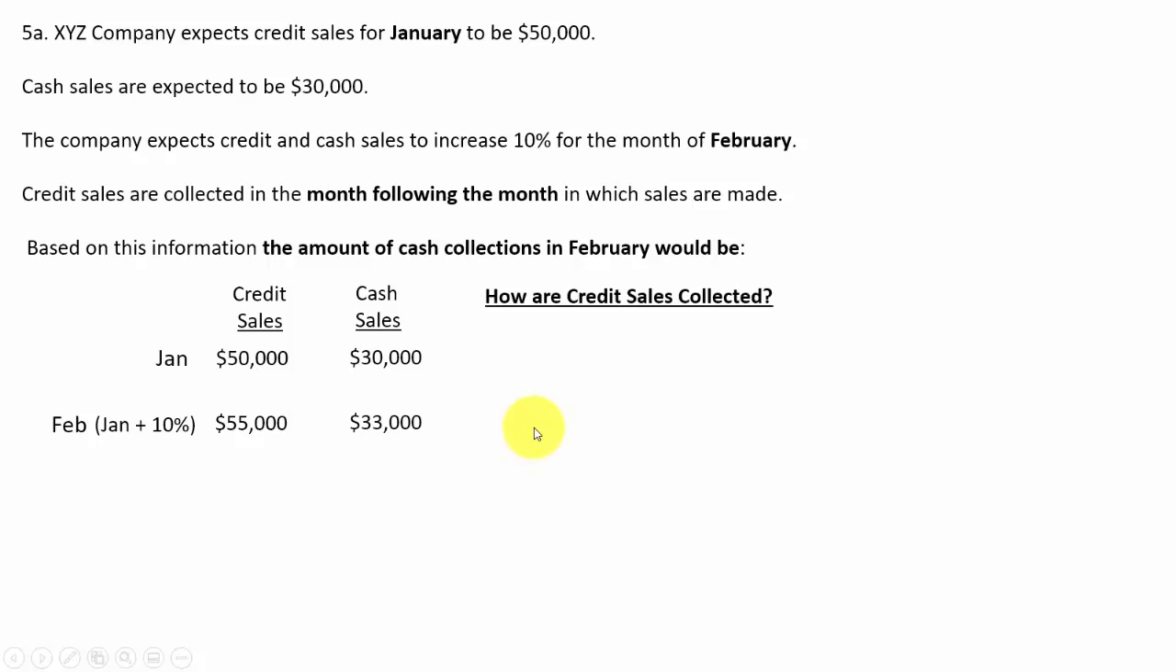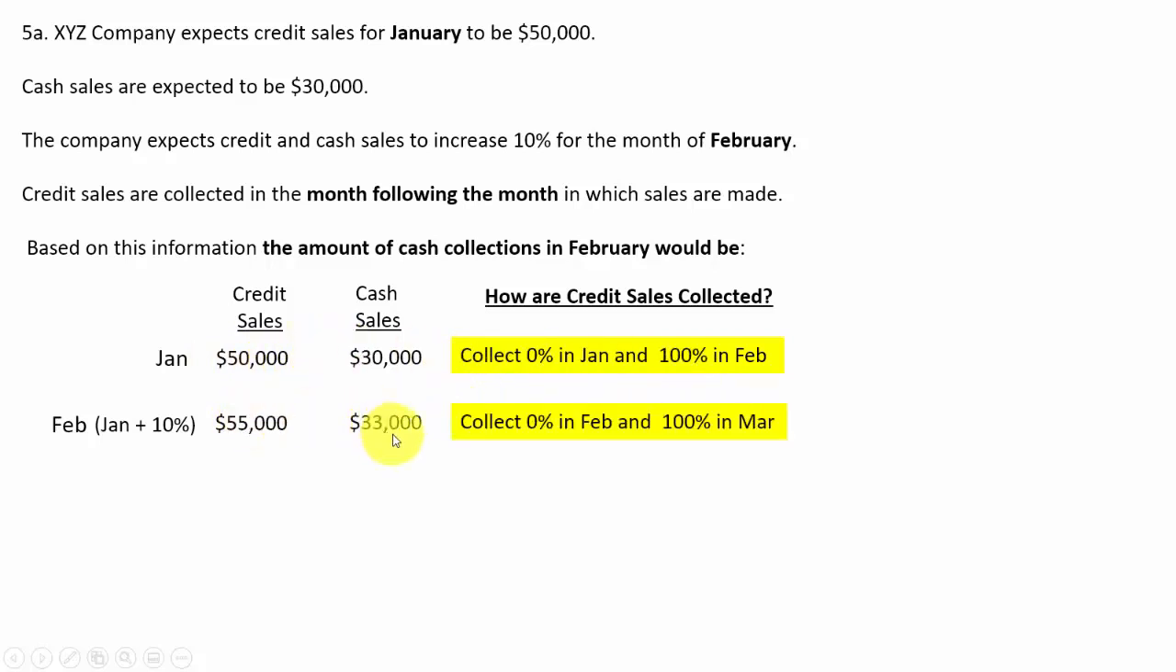So how are credit sales collected? They're collected 0 in the month of sale, and they're collected 1 month after sale. All of it's collected. So for January, they would collect none of these January credit sales in January, but they collect all of them in February. And for February, they would collect none of these credit sales in February and all of them in March. So the question goes back now to, what is the amount of cash collected in February?